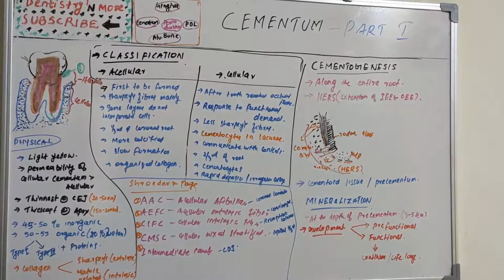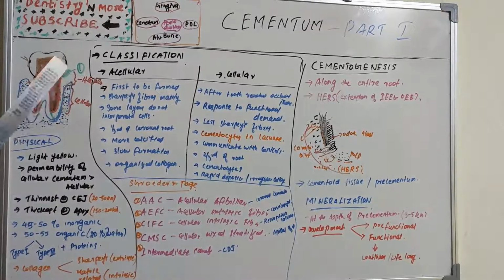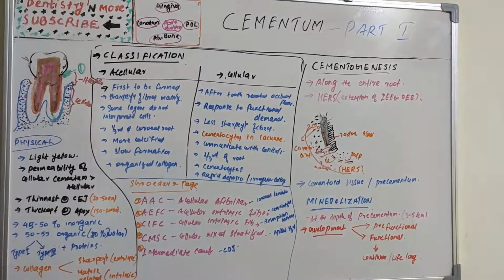Now we move on to the mineralization. Mineralization begins at the depth of pre-cementum. So hydroxyapatite crystals are deposited first between and then within the collagen fibrils by a process that is identical to the mineralization of bone tissue. It is the same as the bone mineralization.